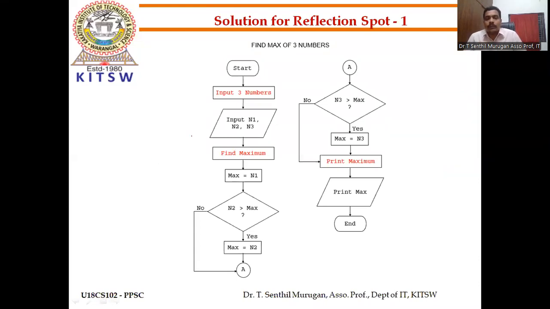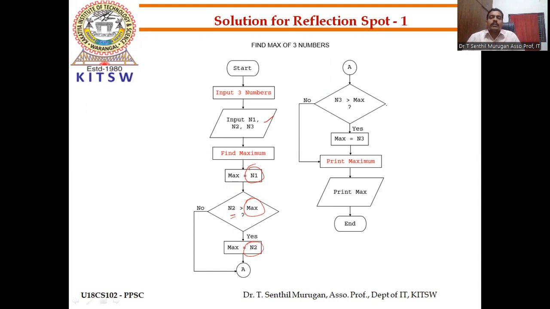So this is the flowchart for finding the maximum of three numbers. So for input value we have to take three numbers, and the input values are n1, n2, n3. Find the maximum. That maximum value, initially we are assigning to one variable as the maximum value. We have to compare the max value with the second number. If the second number is maximum, then we have to change to n2. That second number will be assigned as the maximum. If it is no, it will go to the next step.